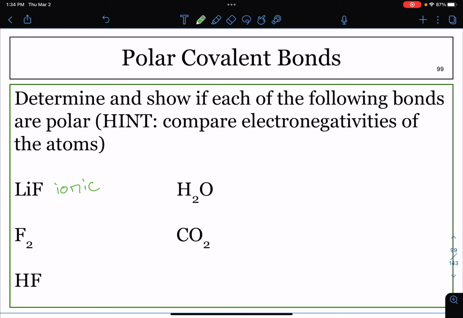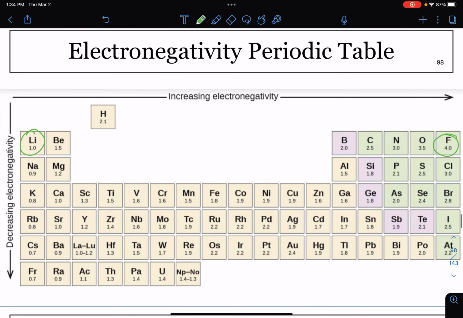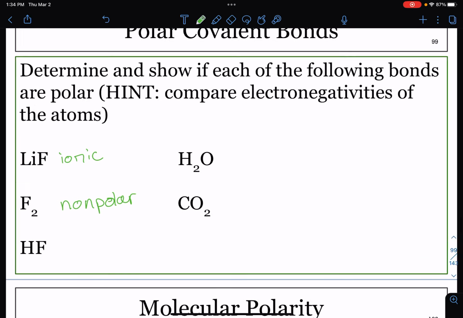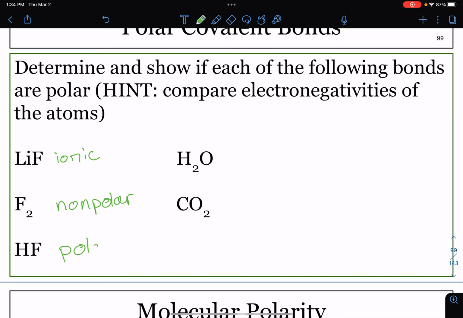When you have two atoms of the same type, fluorine, their electronegativity numbers are the same. So the difference between them is 0. Therefore, we have a nonpolar bond right here. And if you look at hydrogen and fluorine, these numbers are also very far apart. Hydrogen to fluorine, we also have a polar bond. Roughly anything that is 0.4 or greater in difference is a polar bond. And once you get up to about 1.7 or 1.8 in difference, that is an ionic bond.